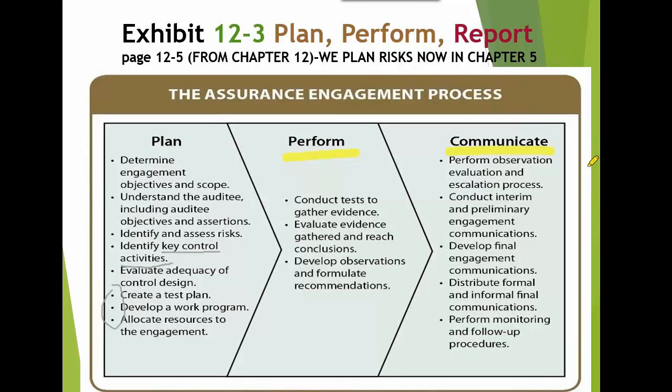escalation process. And what we mean by this is that every level that we work through, we need to get the auditee to understand what it is that we see, and if in fact we're wrong, we want to make sure that we understand where we're wrong early so that we're not reporting inappropriate information to the board of directors. Okay? And what we're doing, we conduct interim and preliminary engagement communications.